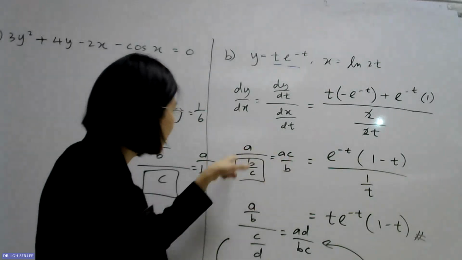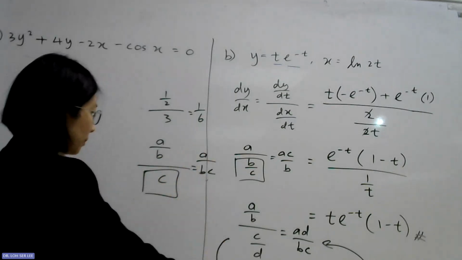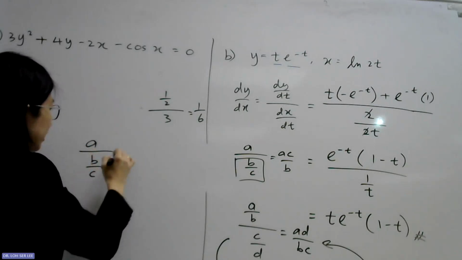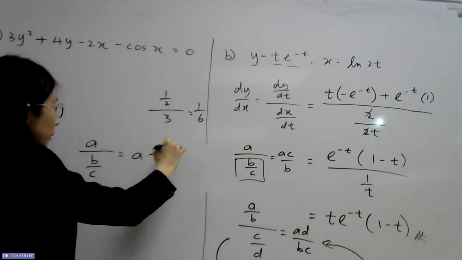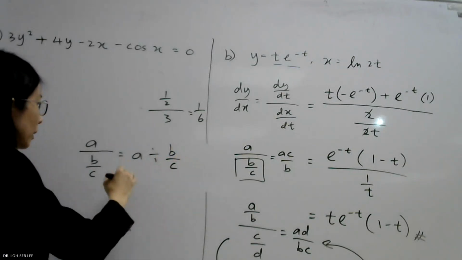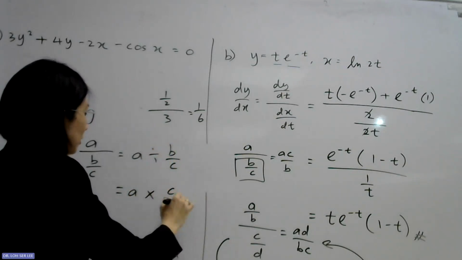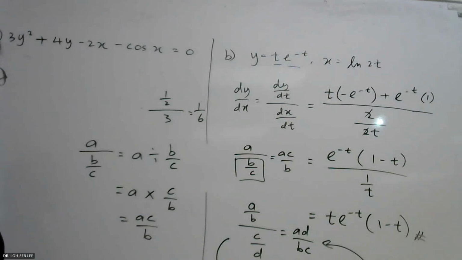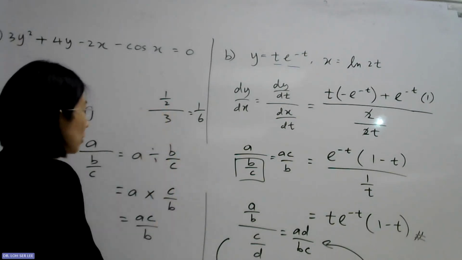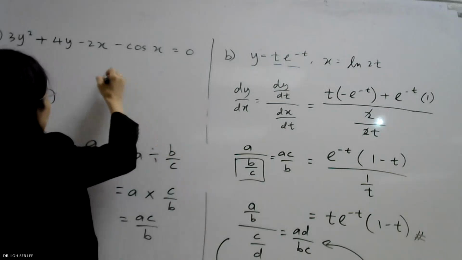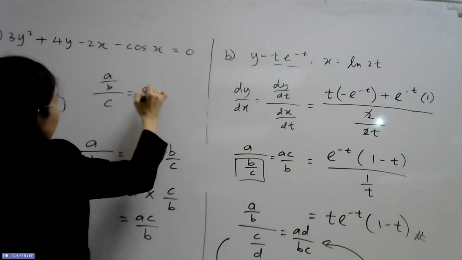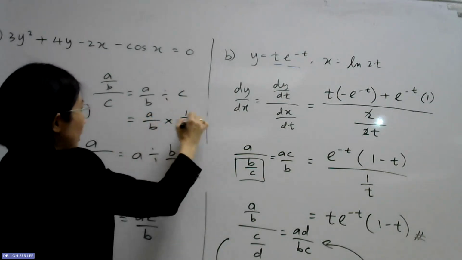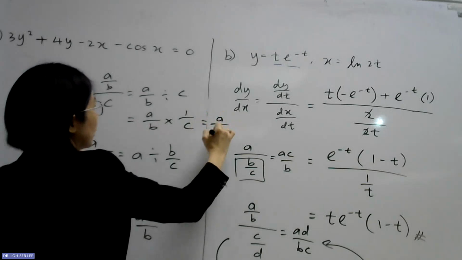So you can just write in this form. A per B over C, this means A divided by B per C, and this means A times upside down C per B. That means AC per B. And the other one, A per B over C. This is A per B divided by C. Divided by C means A per B times 1 over C. That's why you get A over BC.